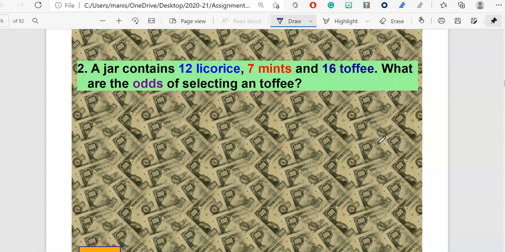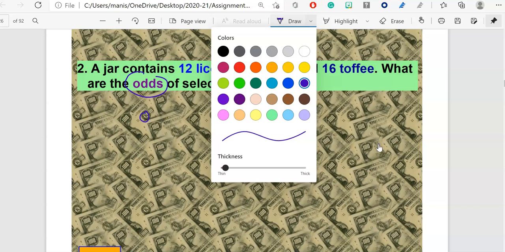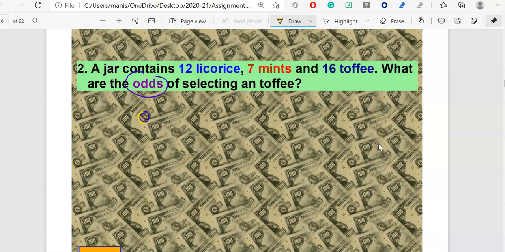Alright, next question. A jar contains 12 licorice, 7 mints, and 16 toffee. What are the odds of selecting a toffee? The keyword over here is odds. I have to pick a different color which can be visible. So I'll write over here: odds of selecting a toffee.